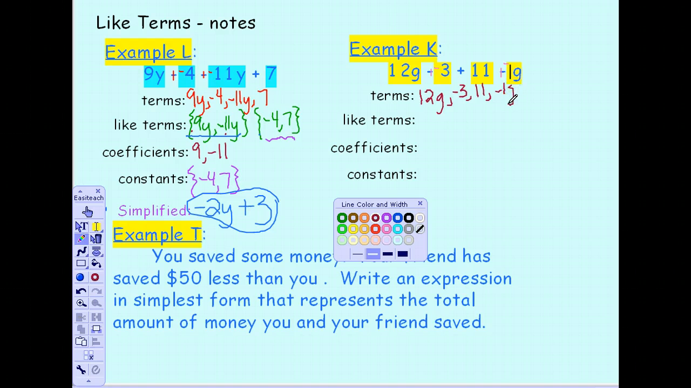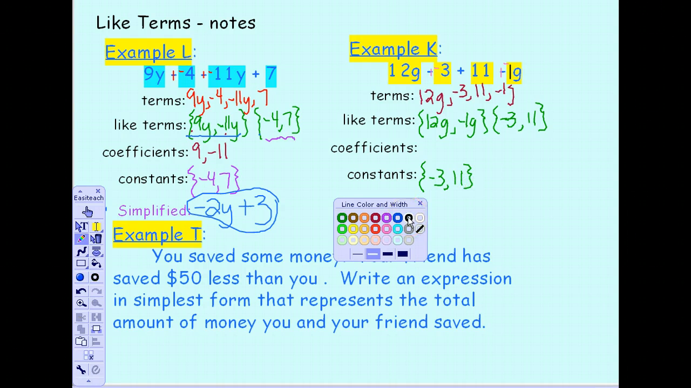When we look at our groups, this is where we're sorting. We're going to put all of those g's together. 12g and negative 1g, those are a group. Our negative 3 and our 11, those are another group. Since they don't have variables, those go down here in our constant group.